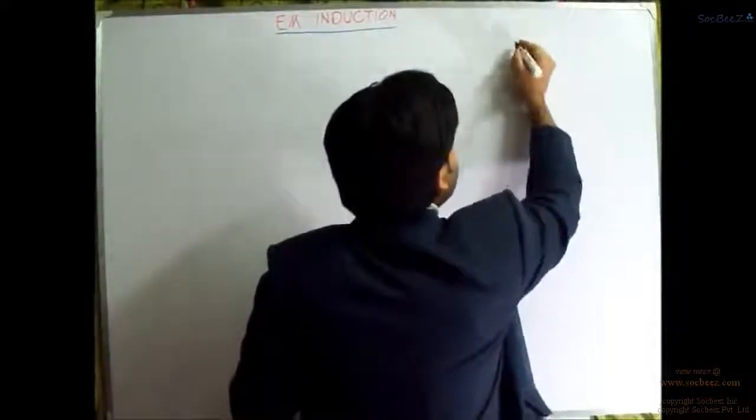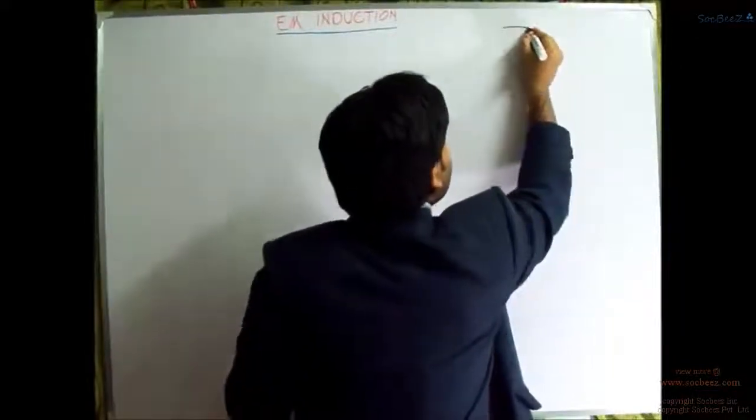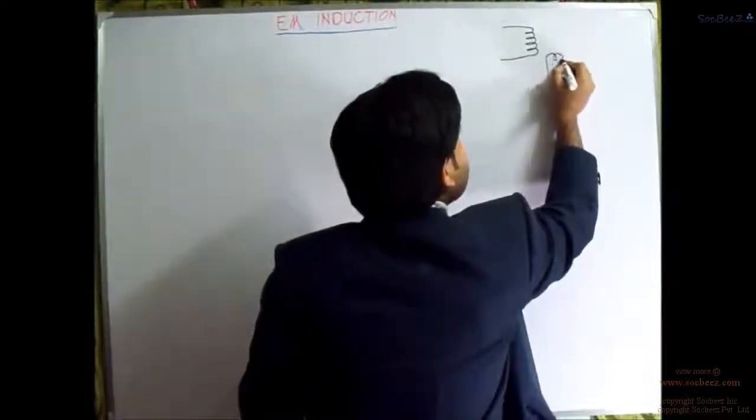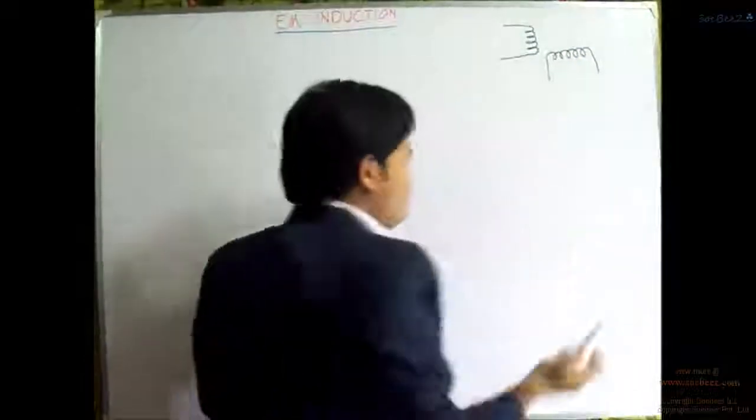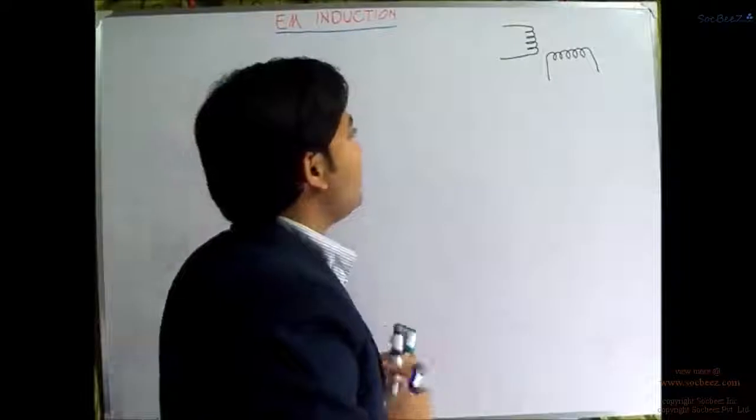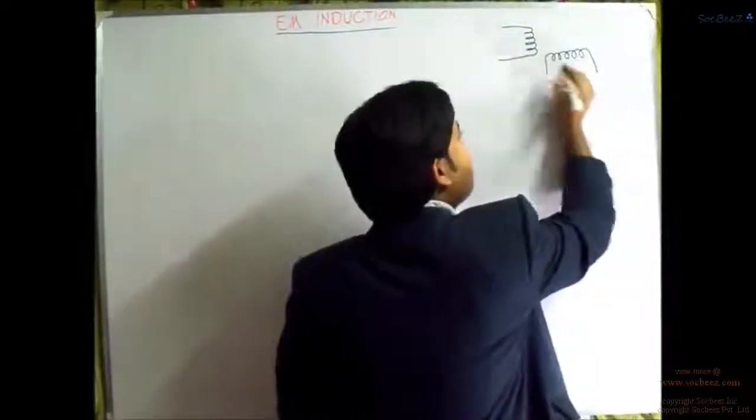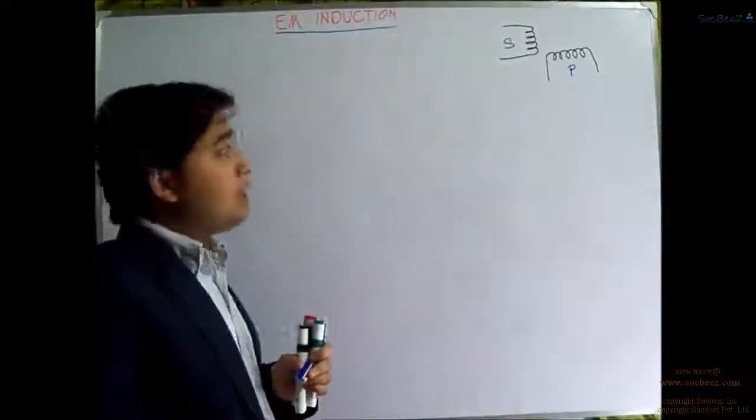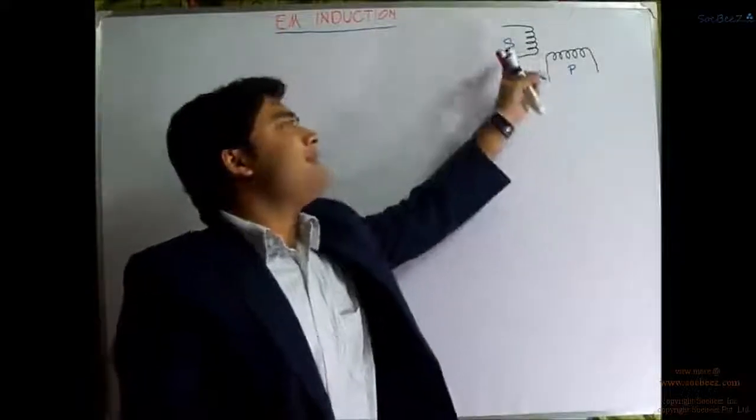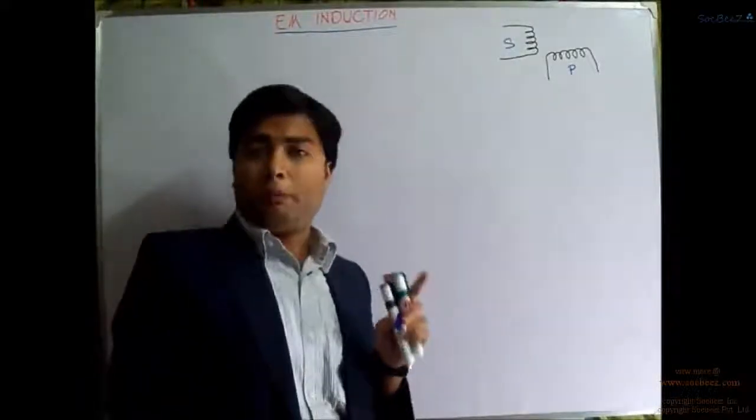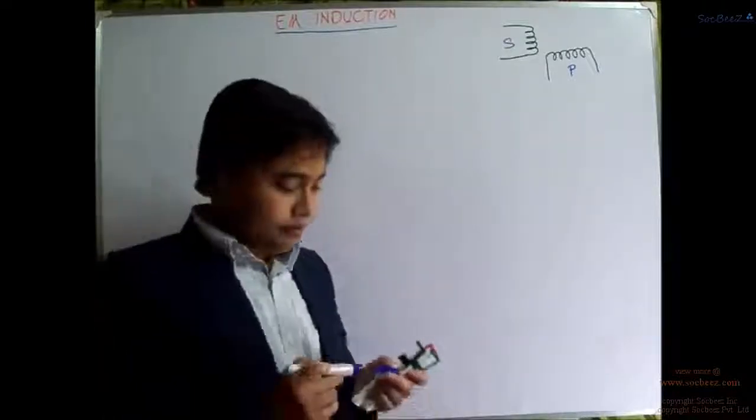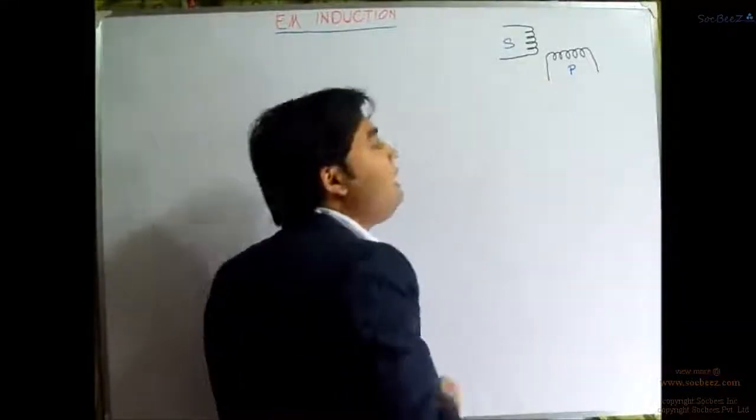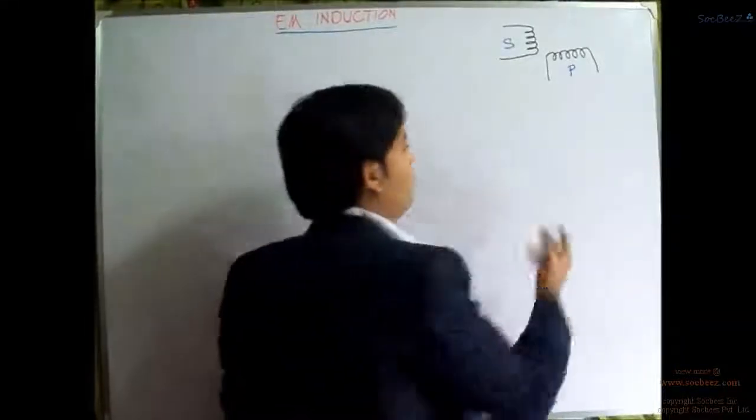If, for example, one loop is kept like this and another loop is kept like this, and we say this one is the primary loop and this one is the secondary loop, then the primary loop and the secondary loop are mutually perpendicular to each other. In that circumstance, the mutual induction will be the least, or minimum.